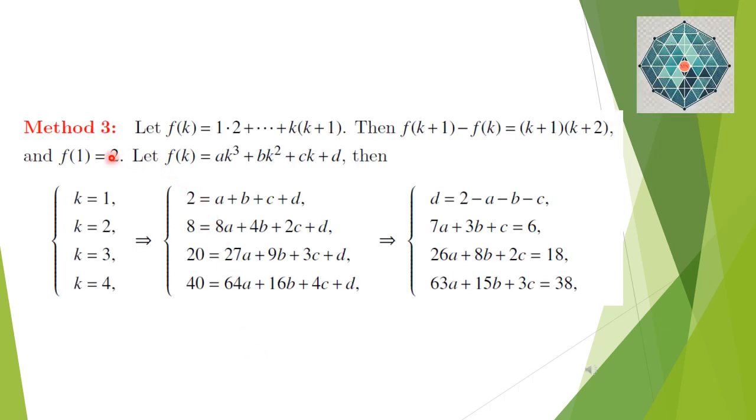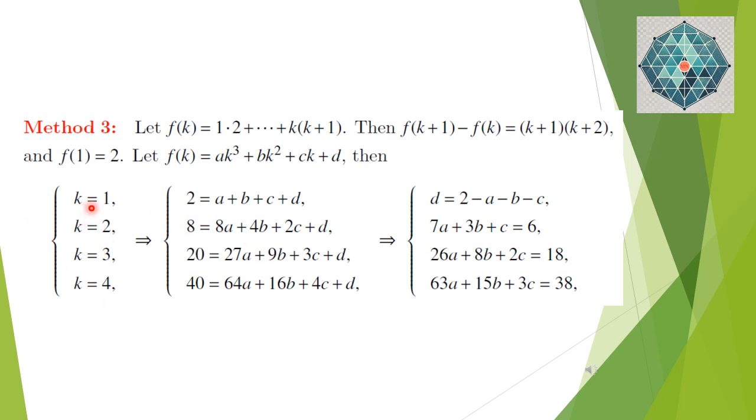Method 3. Let f of k equal 1 times 2 plus 2 times 3 plus 3 times 4 plus and so on, up to k times k plus 1. Then, f of k plus 1 minus f of k equals quantity k plus 1 times quantity k plus 2. Also, f of 1 equals 2. Now, assume f of k equals a k cubed plus bk squared plus ck plus d. Then, we write the following system of equations.